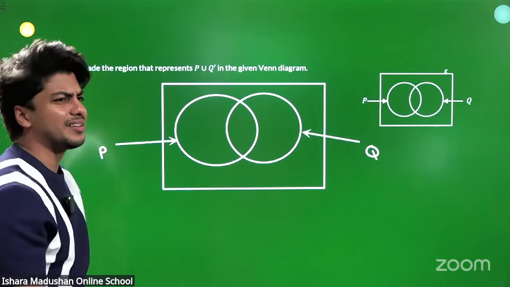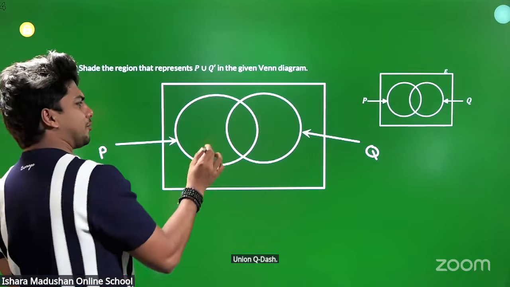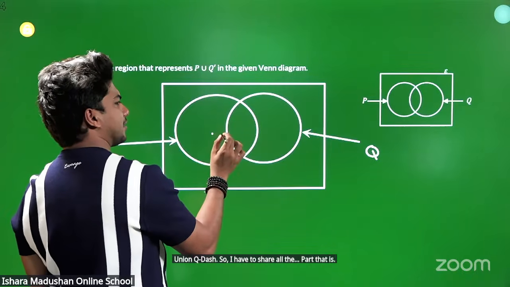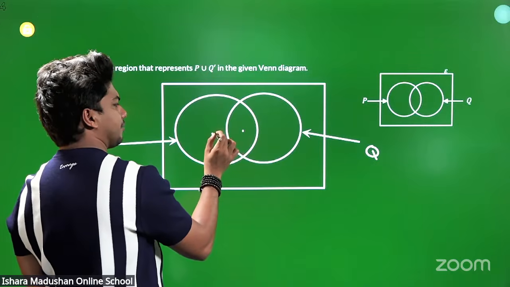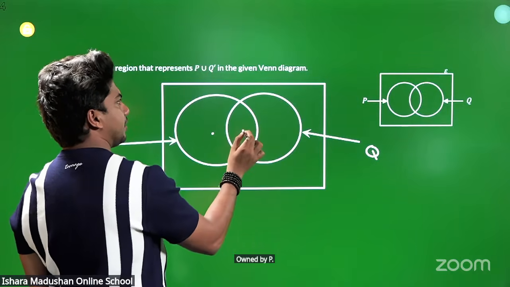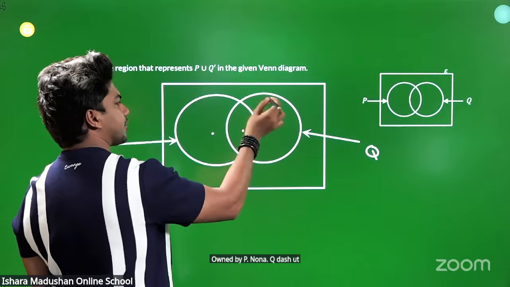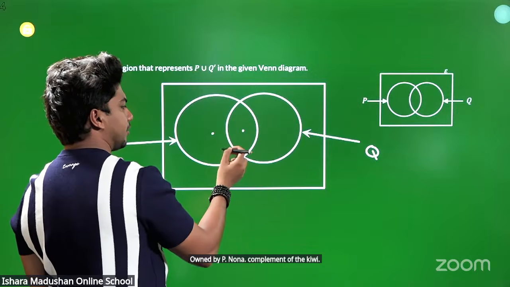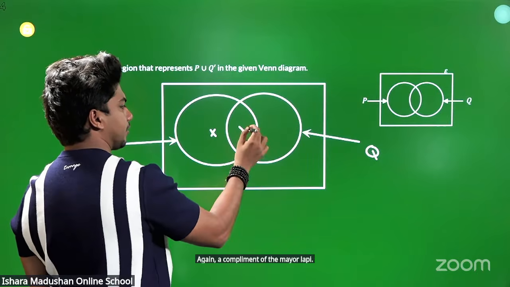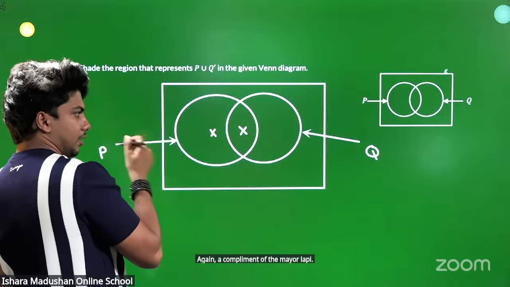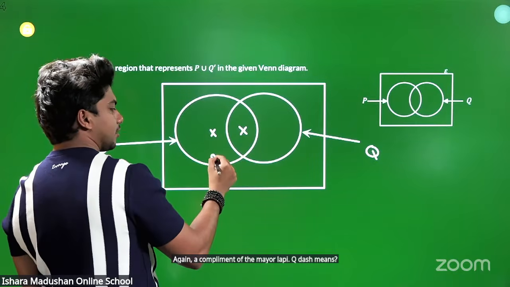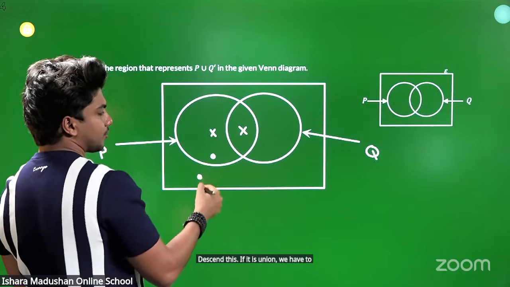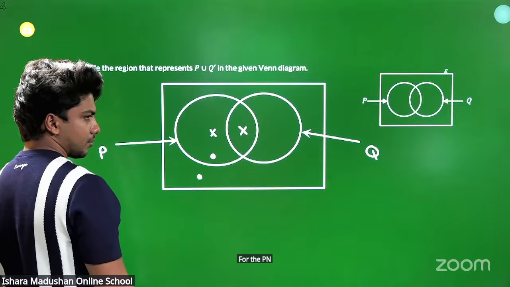P union Q dash. So I have to shade all the parts that are owned by P. Both parts of P must be shaded, and Q dash must also be shaded. Q dash means the rest excluding the circle of Q, the complement of Q. Q dash means this and this. If it is union, we have to shade all the parts for P and Q dash. You can understand, right?